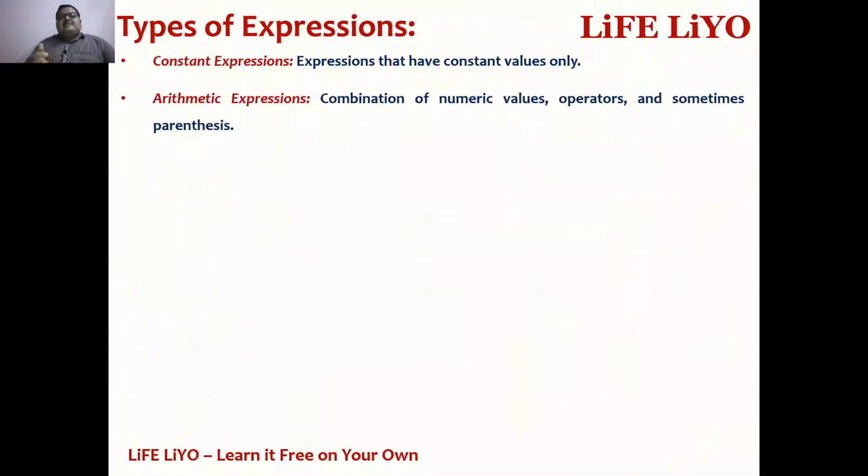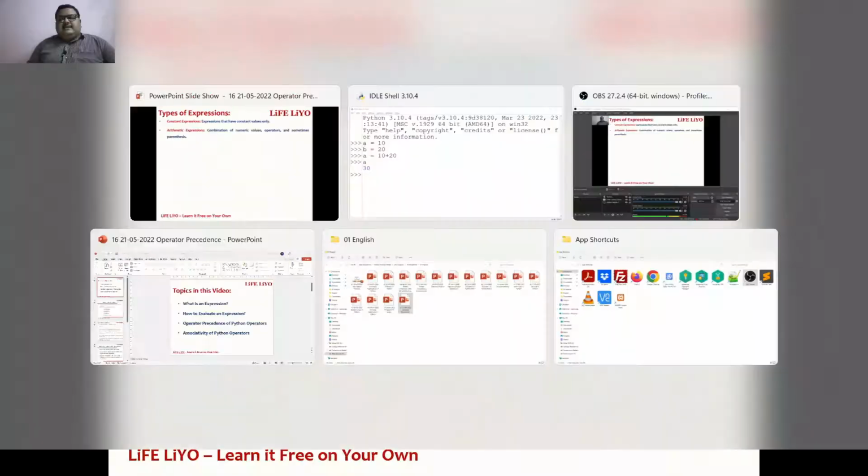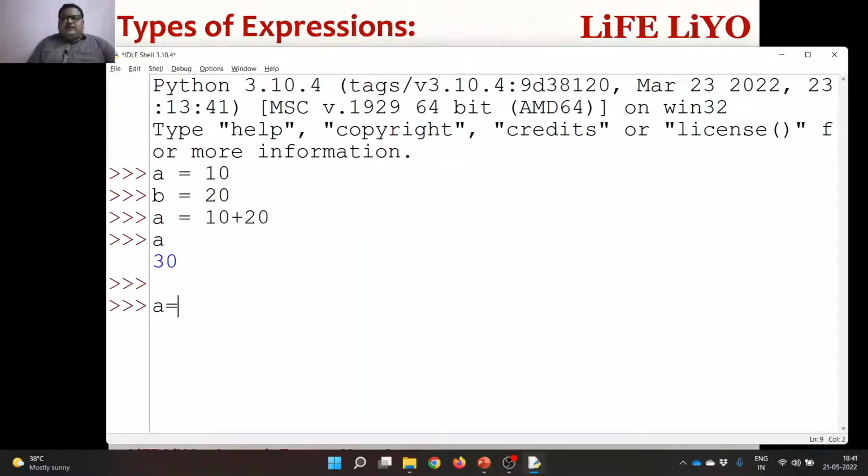Second one, arithmetic expression. An arithmetic expression is a combination of numeric values, operators, and sometimes parentheses. Let us take the example: A equal to 10, an integer value. B equal to 20, also an integer value. Now C equal to A plus B. A is an integer value and B is an integer value, and we are performing the operation. So this is an arithmetic expression, performing the arithmetic operation between the operands.